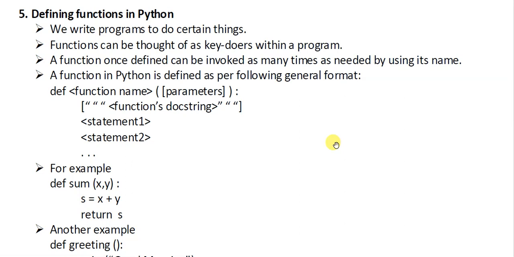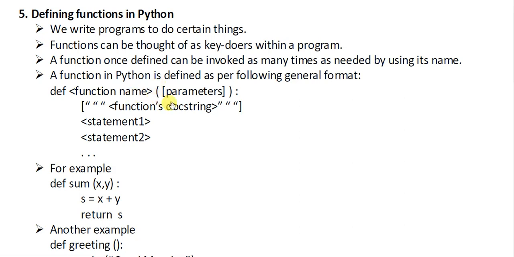Now we come to how to define a function. A function in Python is defined in this format. What is the format? Please pay attention. You will use the def keyword, which you have studied in the last video. Def keyword followed by a function name. The name should be as per the conventions.